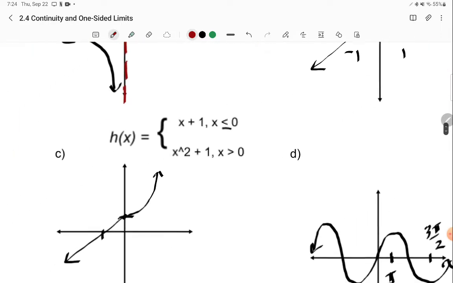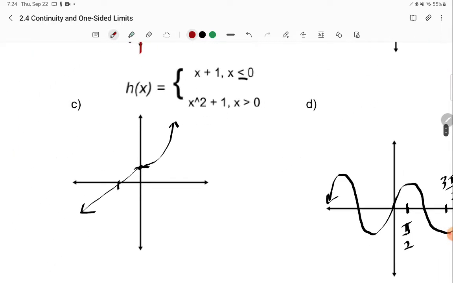And then on this one down here, this is a piecewise function, where the first part is x plus 1, and that's everywhere where x is less than or equal to 0. So there is not a hole there. It equals that point at that point. And on the second one, that's x squared plus 1. So the limits are the same because at 0, they both equal 1.